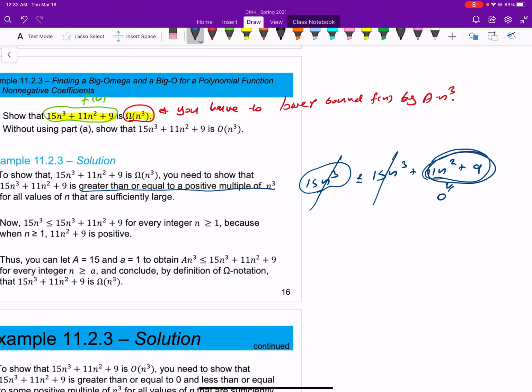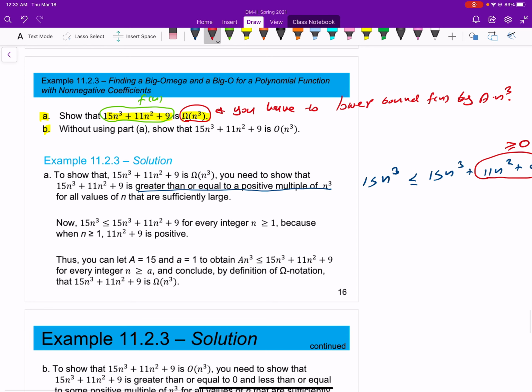This part is always positive. That means for this function, you can make a lower bound like 15n to the power 3. All right. Since the remainder, this part, is always positive, this condition is true. This is always greater than or equal to 0. So this is the lower bound, which is given right here, for every n greater than or equal to 1.